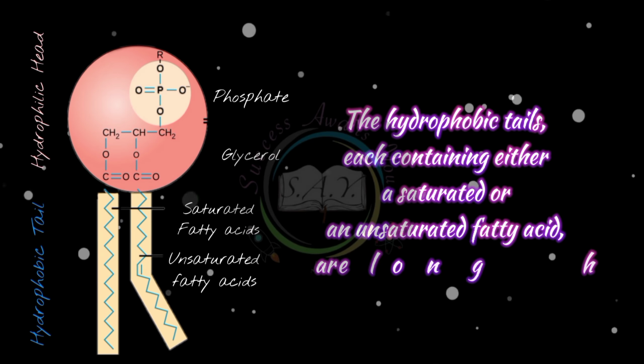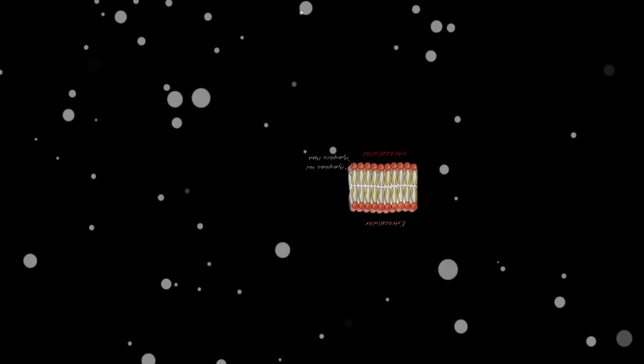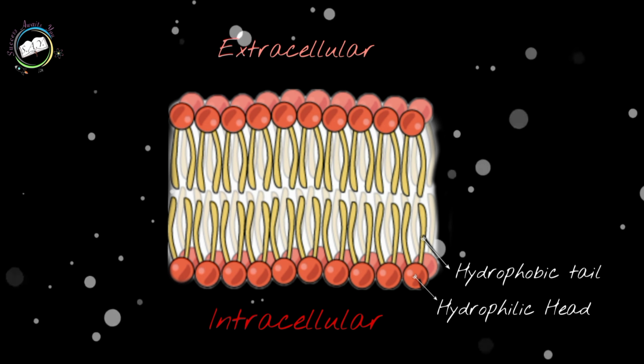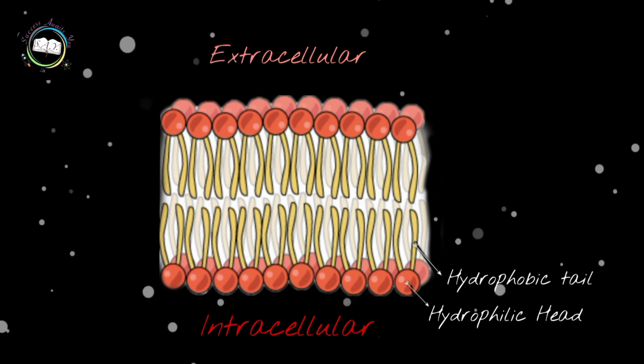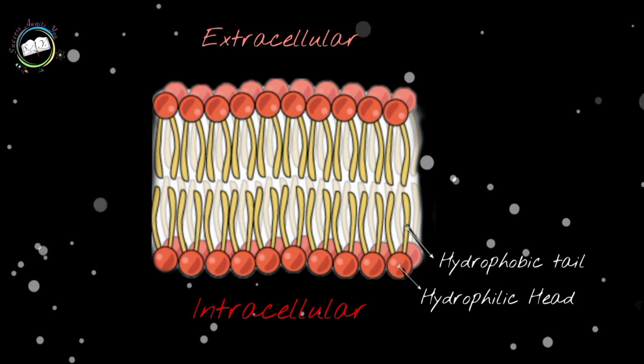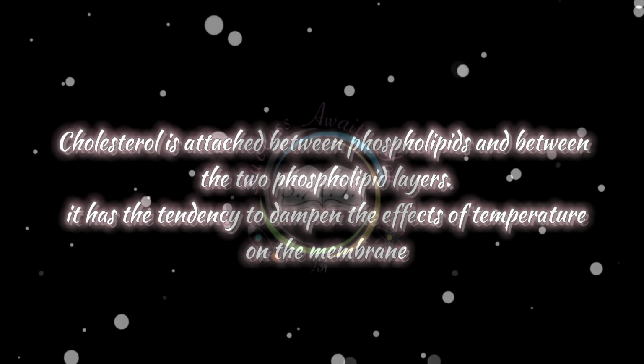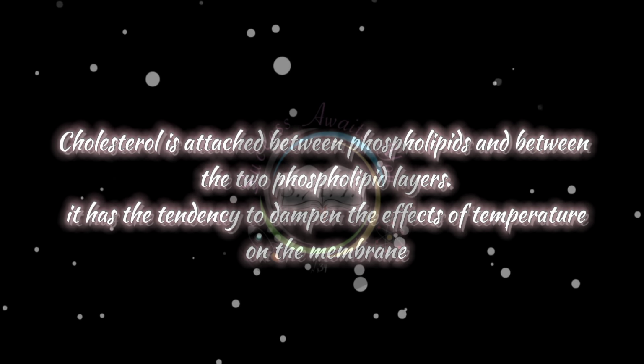To understand the explanation better, you can look at this diagram. Here you can see this figure. It shows the arrangement of the phospholipid bilayer tail to tail, while the polar heads contact the fluid inside and outside of the cell. Cholesterol is the most common steroid and is mainly synthesized in the liver.